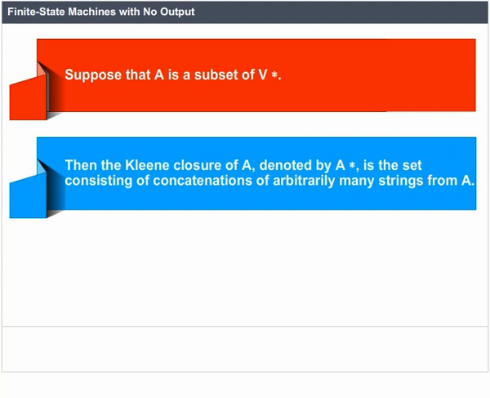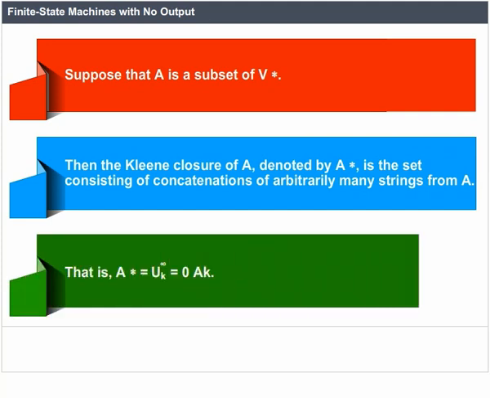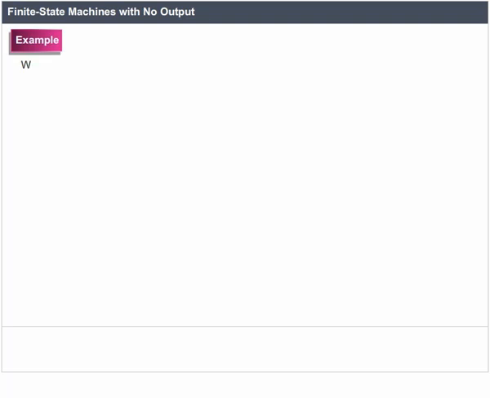Suppose that A is a subset of V star, then the Kleene closure of A, denoted by A star, is the subset consisting of concatenations of arbitrarily many strings from A, that is, A star equal to the union over k equal 0 to infinity of A^k. Example, what are the Kleene closures of the sets A equal {0}, B equal {0, 1} and C equal {11}? Solution.